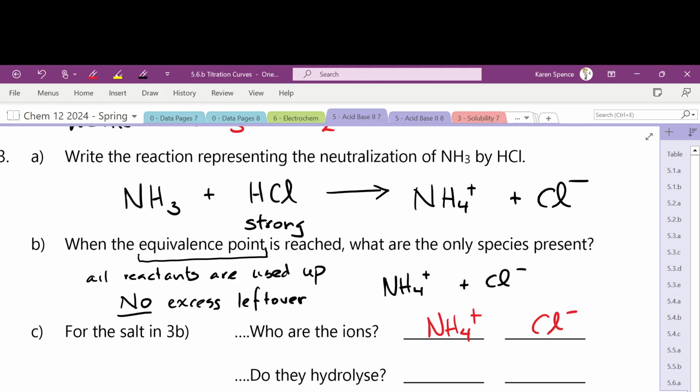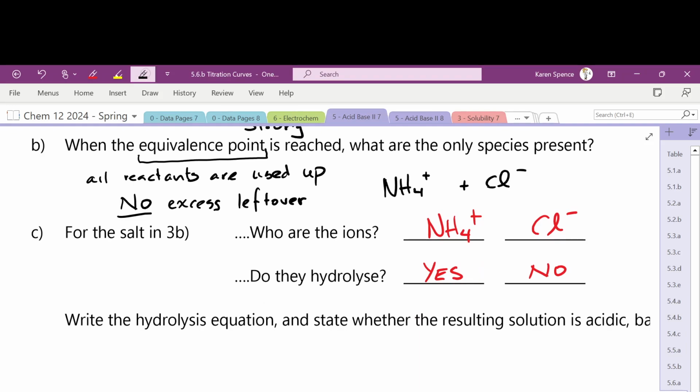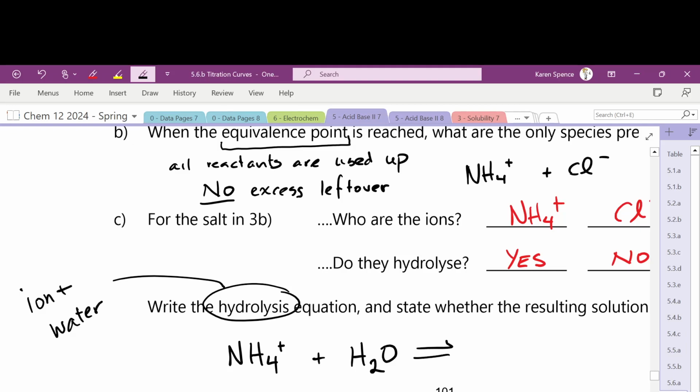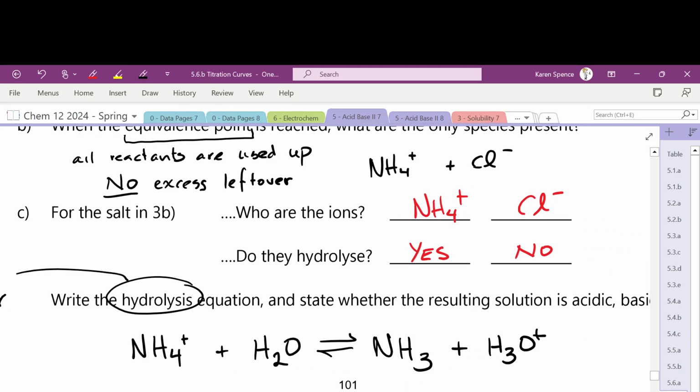Do they hydrolyze? Does NH4 plus hydrolyze? Yes. Does Cl minus hydrolyze? No. Write the hydrolysis equation. Who are the products? NH3 and H3O plus. Tell your partner, is that producing an acidic or basic solution? Acidic solution.